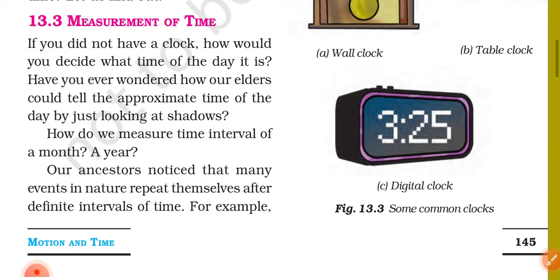If you did not have a clock, how would you decide what time of the day it is? Have you ever wondered how our elders could tell the approximate time of the day by just looking at shadow? How do we measure time interval of a month, a year? Our ancestors noticed that many events in nature repeat themselves after definite interval of time.